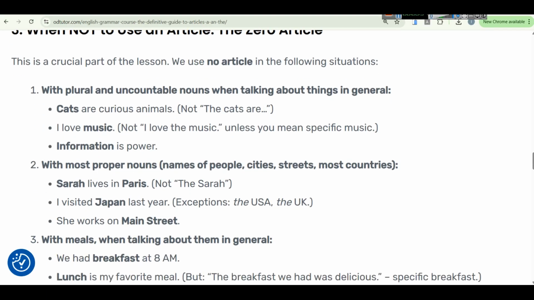Second example is with most proper nouns, names of people, cities, streets, and most countries. Sarah lives in Paris, not the Sarah. I visited Japan last year. Some exceptions are the United States, the United Kingdom. These are some exceptions of countries. She works on Main Street.